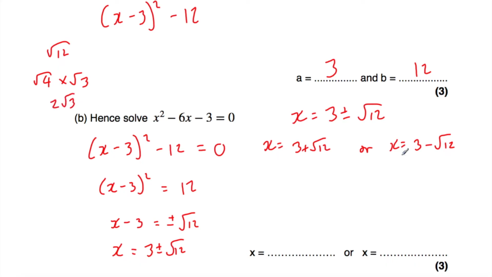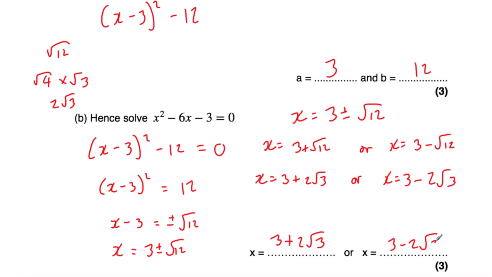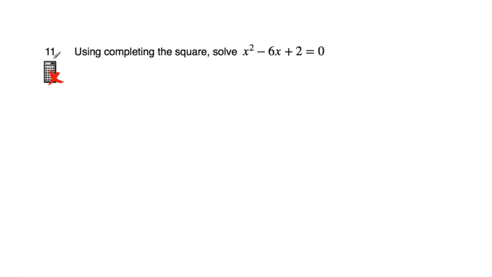So that means our solutions would be x equals 3 plus 2 root 3, or x equals 3 minus, and instead of writing root 12, we're going to write 2 root 3. And there are our solutions, 3 plus 2 root 3 and 3 minus 2 root 3. And that's it. Okay, let's have a look at our next question, question number 11.